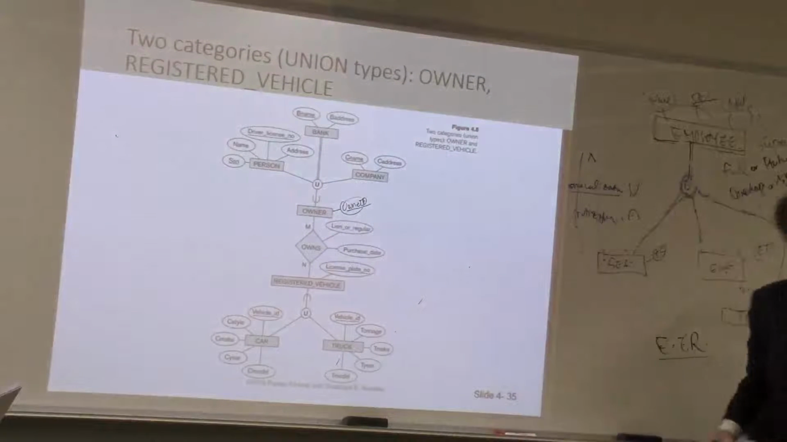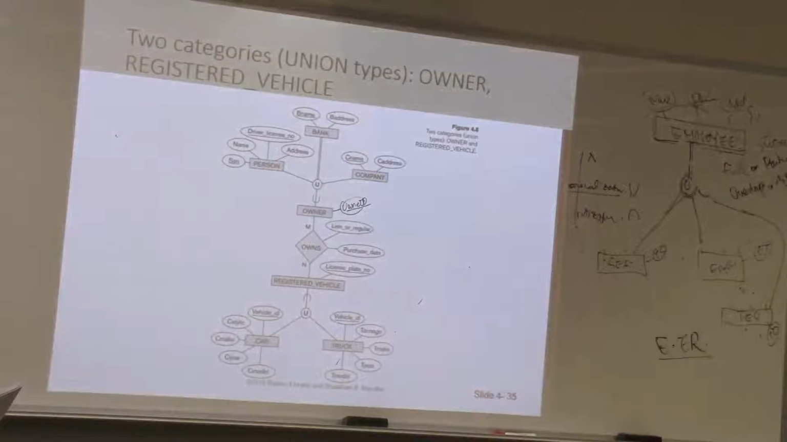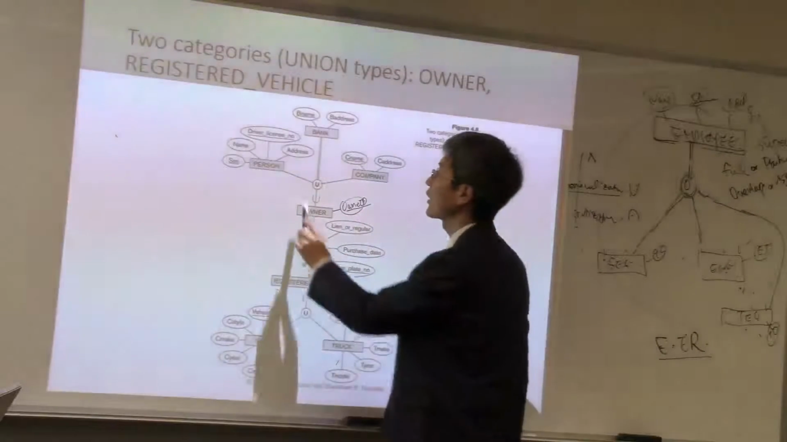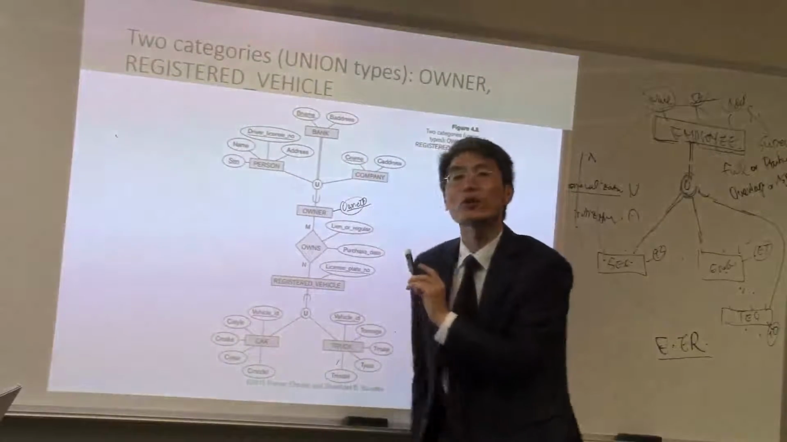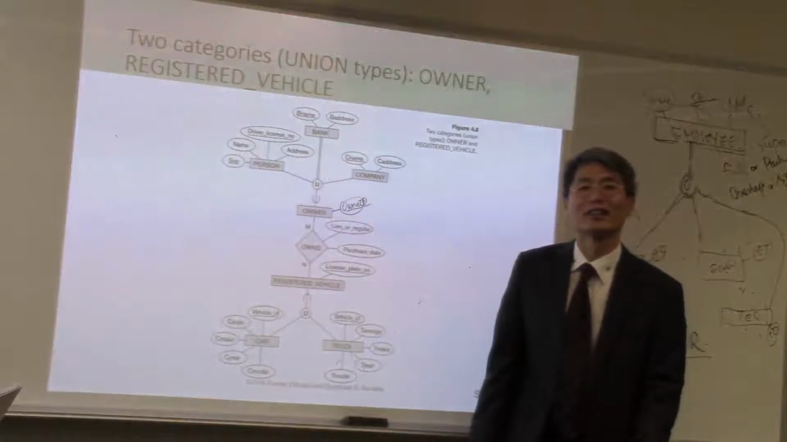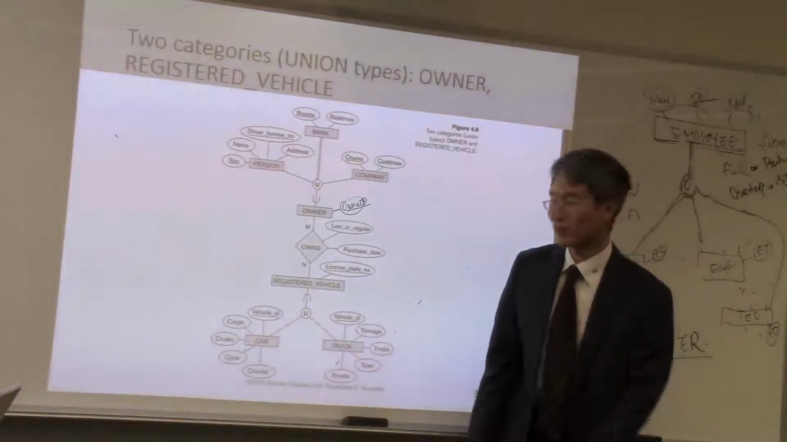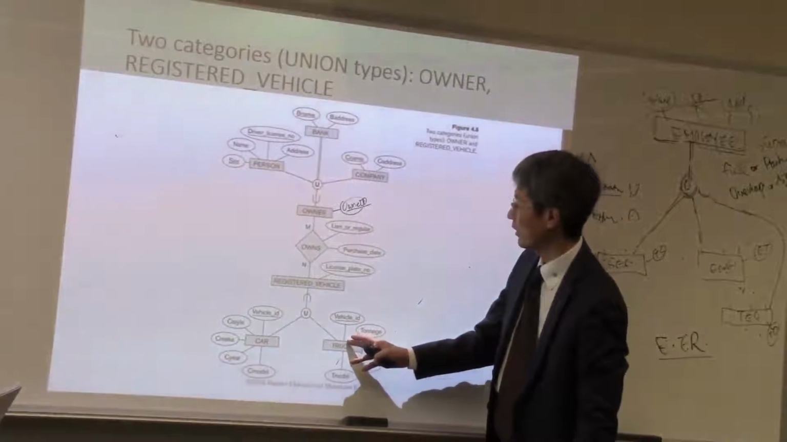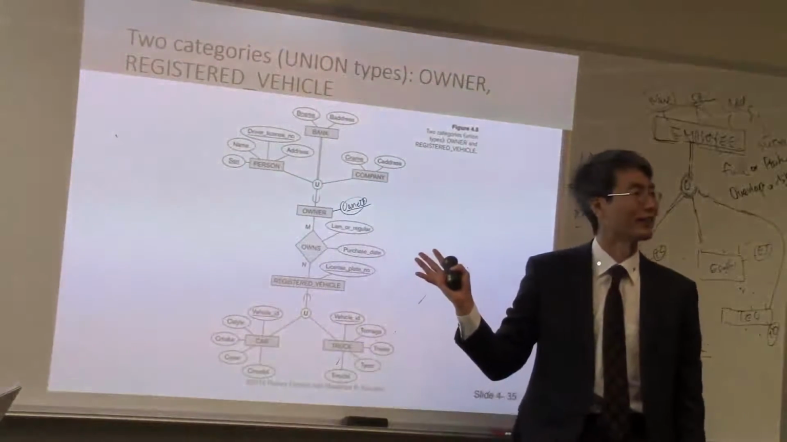Professor, how many inherited in this case? In this case, how many entities? The owner and registered vehicle. Actually, person, bank, company are also entities, and this one is an entity. Okay? So this is an entity, this is an entity. I think this time, 5 entities.